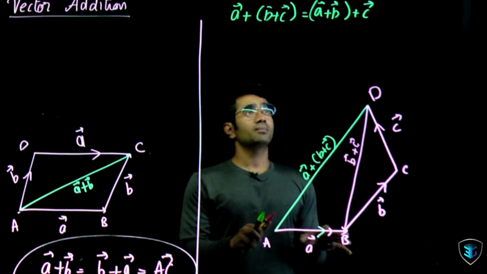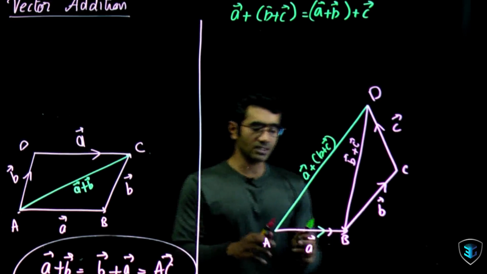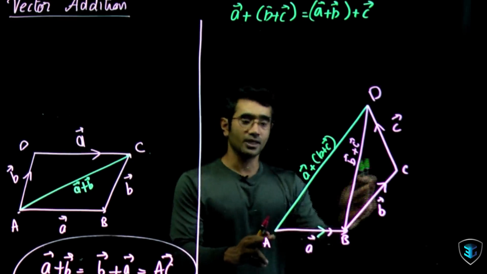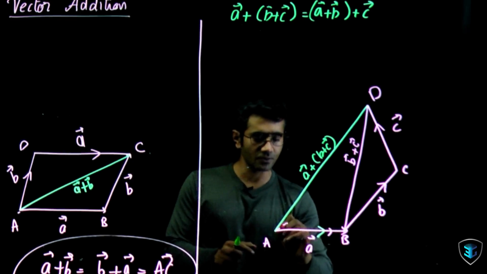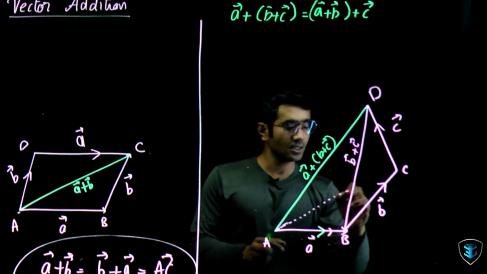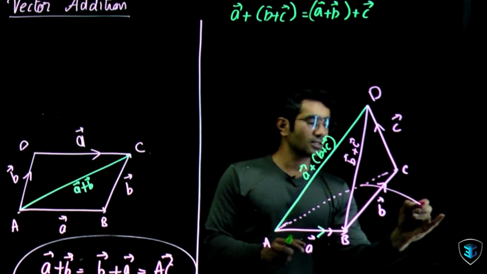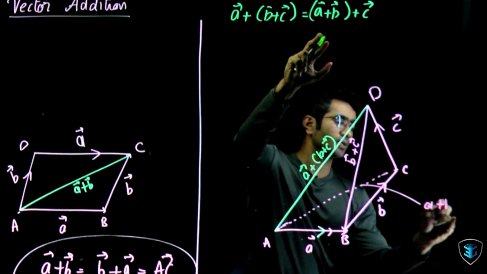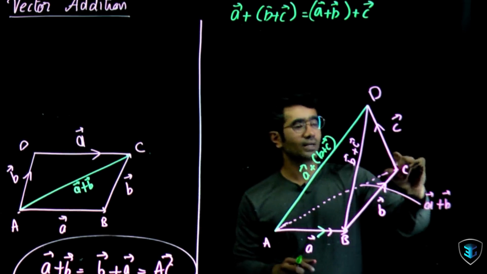Now, what if I do the same addition but in a different way? Let's suppose first we add A plus B. So it means I'm adding vector A and vector B. So what I'm getting is this. Let me draw it with a dotted mark. Yeah, dotted line basically. So that is the vector A plus B for me. This dotted line here is nothing but vector A plus vector B. Good enough. With this, I'm adding vector C.